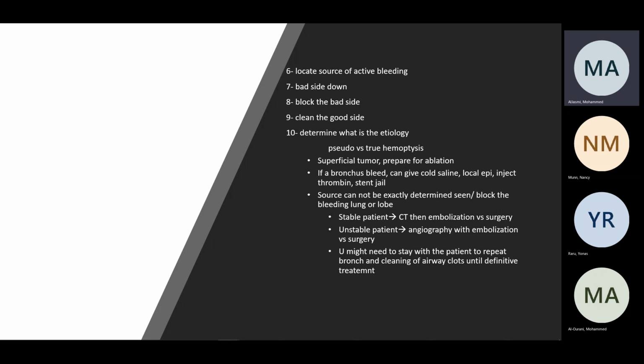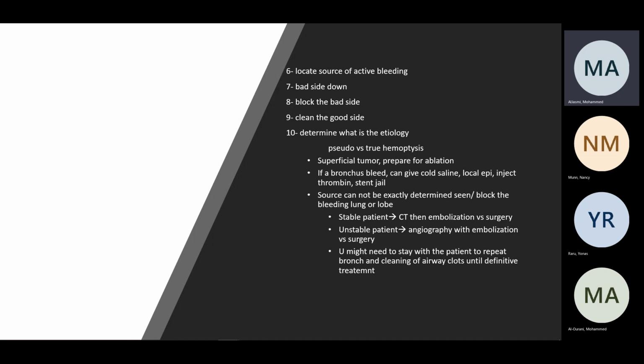You have to see, is the lobe that I'm in actively bleeding or not? If not, then it must be the other lobe. Go to it and do the same and locate where basically the patient is bleeding from. Once you locate which side it is, then you do the basics of, the bad side down, right? And then you work on blocking the bad side. So you need to isolate it. Then you have to clean the good side really good and then determine what is the etiology.